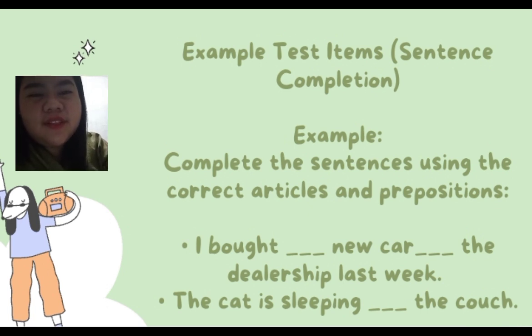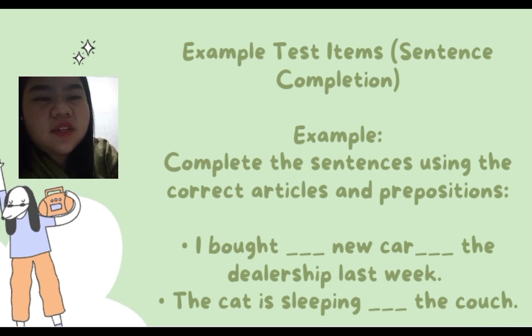Moving on to sentence completion items. These examples assess the use of articles and prepositions. The correct answers demonstrate the proper usage within the context of the sentences. The correct answers are "a" and "from" for the first sentence and "on" for the second.